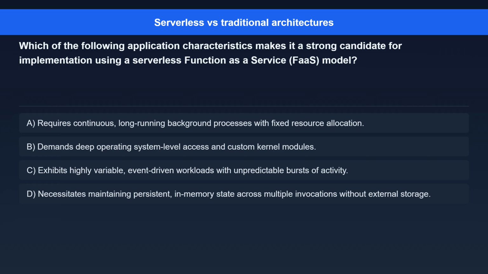Option B. Demands deep operating system-level access and custom kernel modules. Option C. Exhibits highly variable, event-driven workloads with unpredictable bursts of activity. Option D. Necessitates maintaining persistent, in-memory state across multiple invocations without external storage.